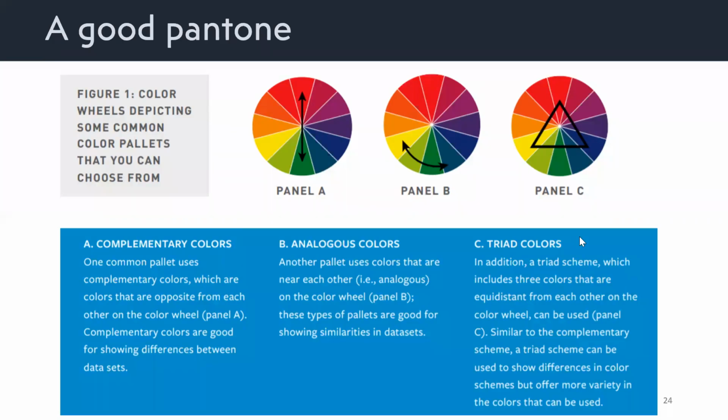But then you want to show samples that are different, again, just like an extension of panel A. It's better to use what is called the triad colors, though it doesn't have to be a triangle. You could be using a square or some other polygon, but use colors that are equidistant in this color wheel. This will help you offer some variety without using colors that do not match at all.